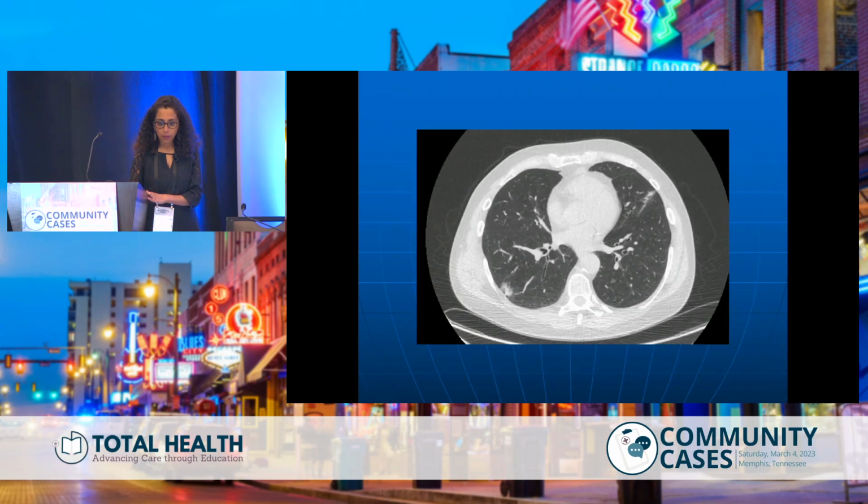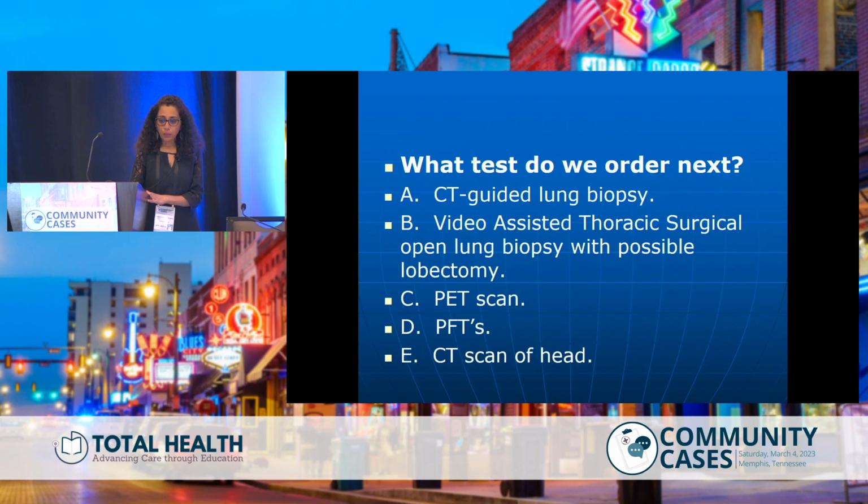So of course, this patient did get low-dose CT. We did confirm that the scar-like tissue in the left lung is chronic. The new finding is on the right lower lobe. So what test would you order next?